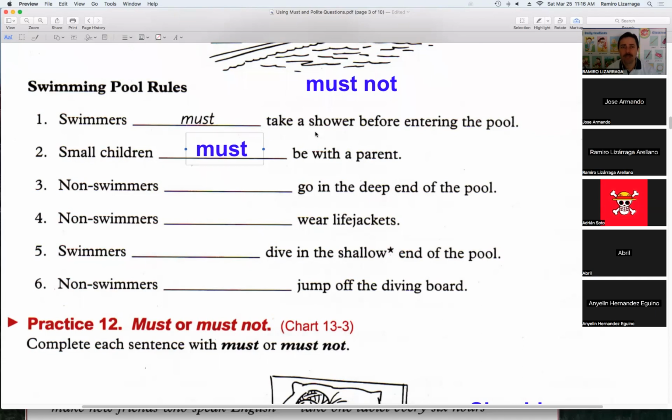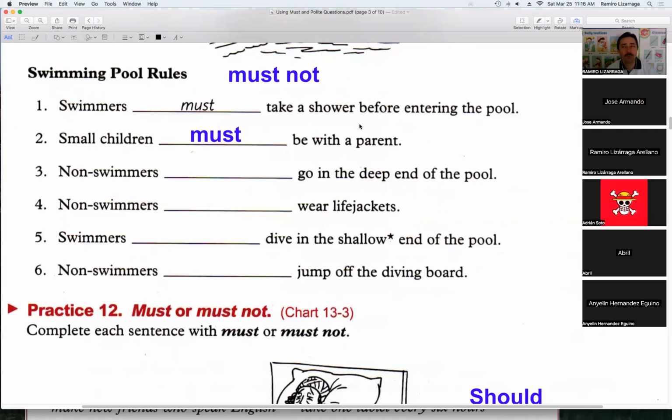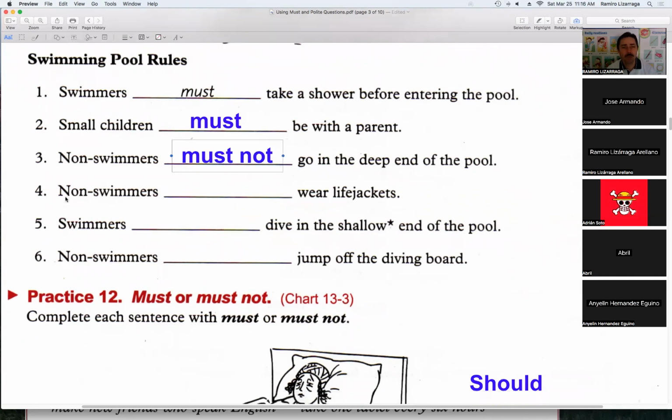So must be. Fíjense. Non-swimmers must not go in the deep end of the pool, or must go in the deep end of the pool. What do you think? What is the answer? If you don't know how to swim, non-swimmers, look at that. I think they must not, right? They must not go in the deep. What about number 4? Non-swimmers, it's must not or must? Must wear life jackets. Swimmers.